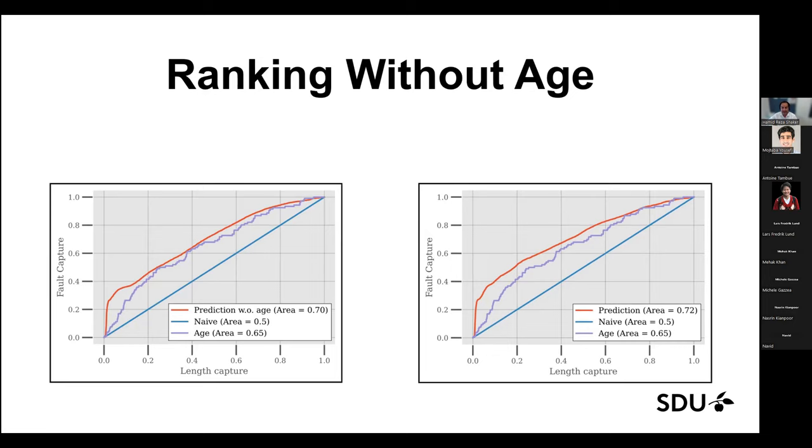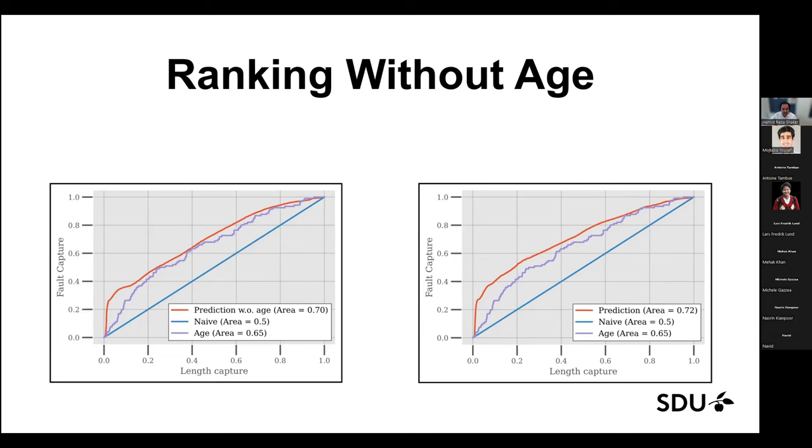We excluded age and we compared it. So now we have the result with age, and this is with age, and this is without age. And we can see that even if we do not use age, we still have good performance in capturing fault vulnerability. So yes, that was some of the results that we obtained, and I wanted to share with you guys.